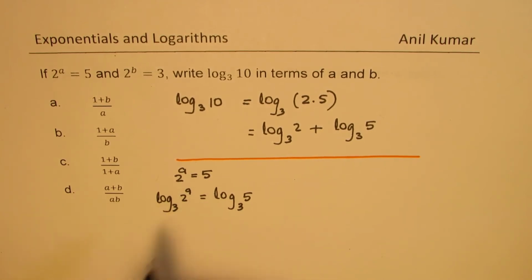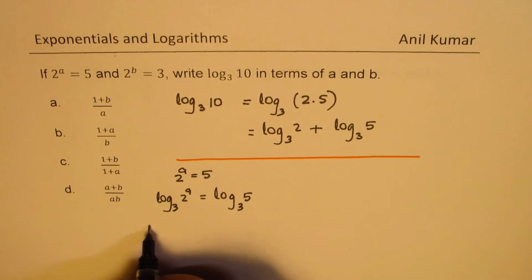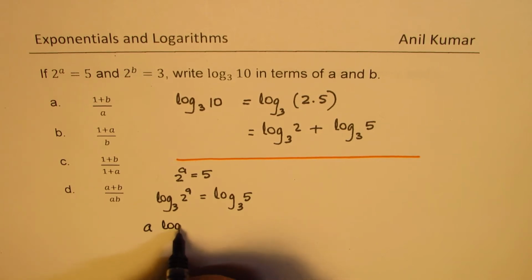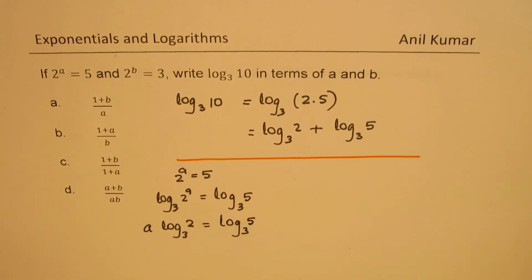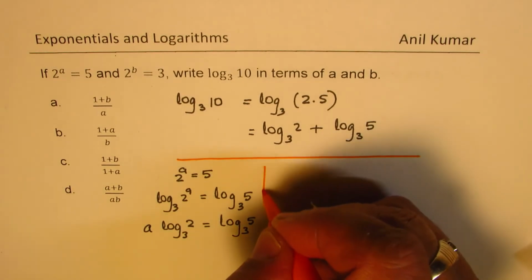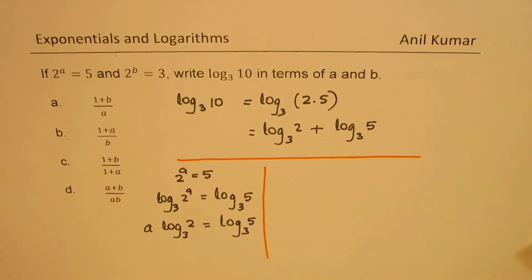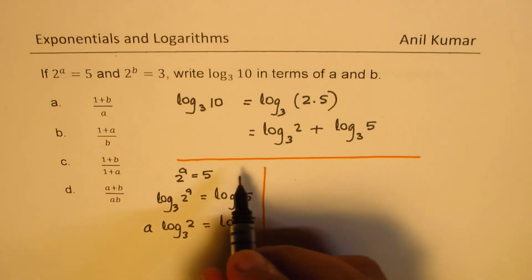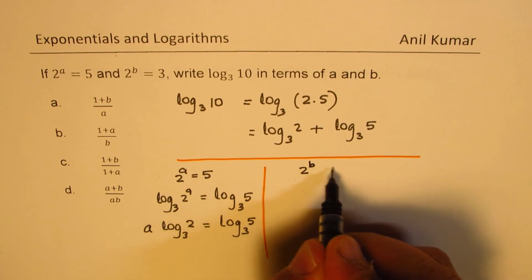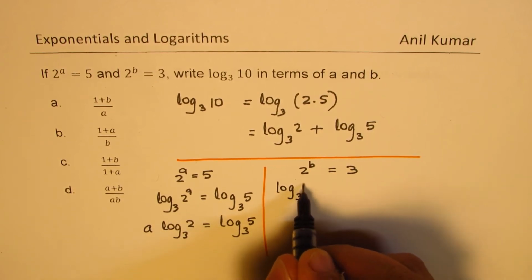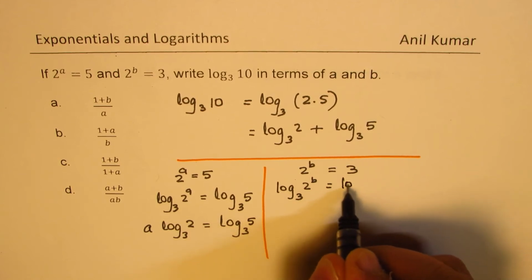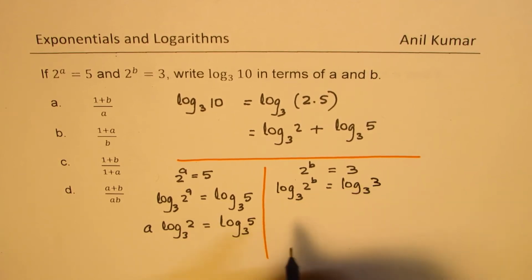Now that gives us, in a way, we could also write this as a times log to the base 3 of 2 is equal to log to the base 3 of 5. So that could be one equation. The second one is 2 to the power of b is equal to 3. Now this could be written as log to the base 3 of 2 to the power of b is log to the base 3 of 3.